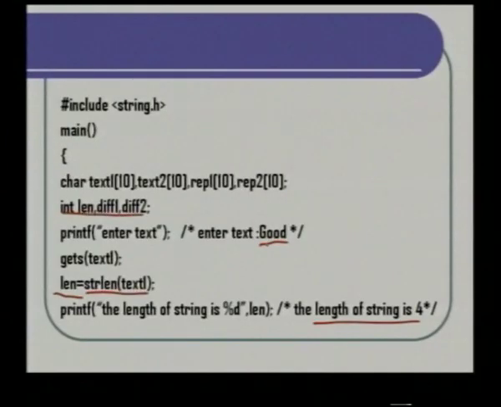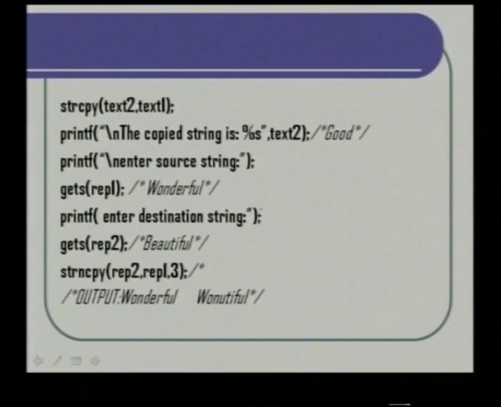Now text1 is containing this value, Good. Next I am using the string copy function. Now text1 is containing Good, I want to copy it to text2. So text1 is the source and text2 is the destination. So I am copying that string text1 to text2. Now I want to see whether the string is copied.